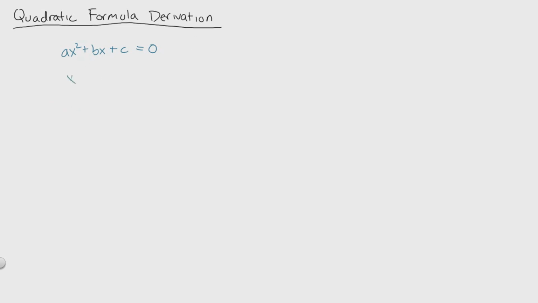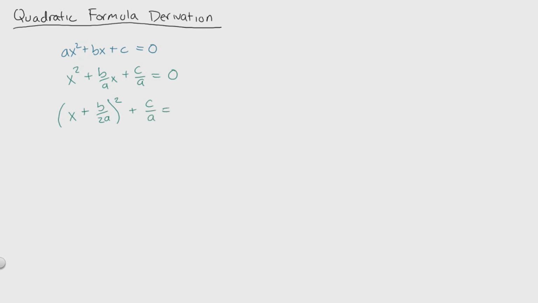So the first thing I'm going to do is divide by a on all the terms. So this is going to be x squared plus b over a x plus c over a, and that's going to equal 0. Now what we're going to do is complete the square. To do that, we take x plus the coefficient of x divided by 2, and we take this quantity squared, and then plus c over a.